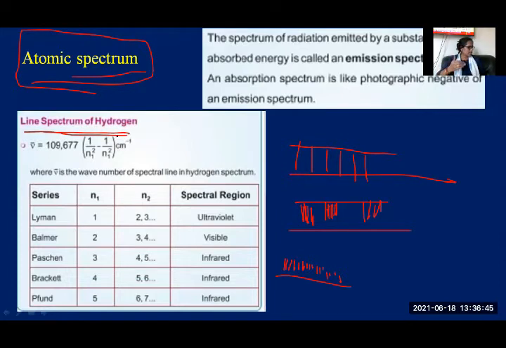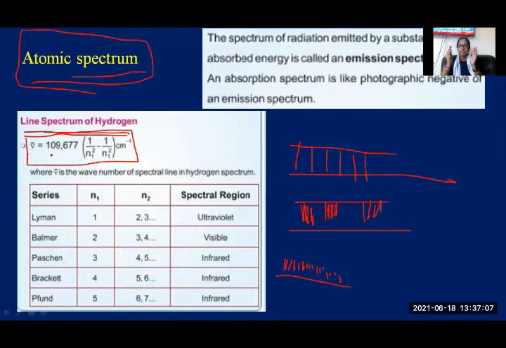Okay, and this line spectrum was studied, and it is observed that the frequency is based on this, which is very important. Based on this, we will see many problems. So nu bar, what is nu bar? It is the wave number. Wave number is equal to, so how does the spectrum arise?